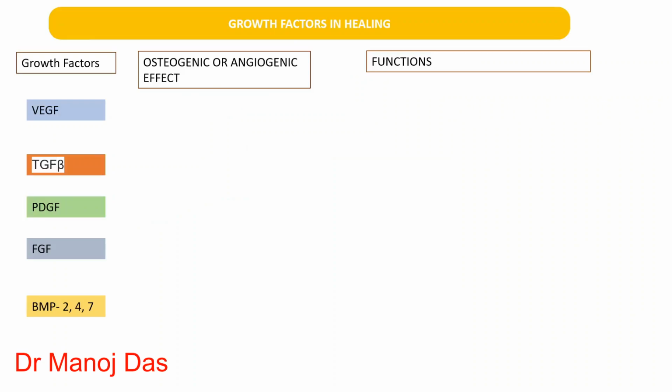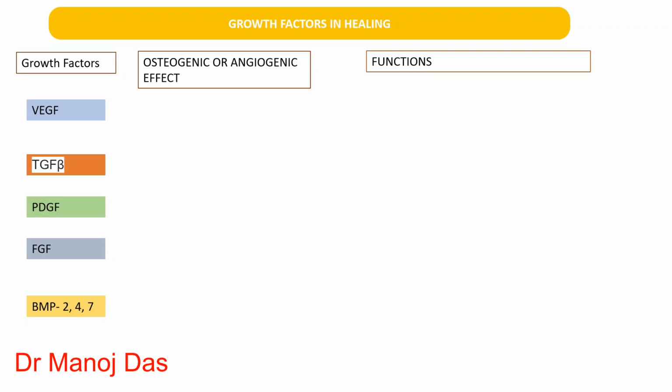Now what are the growth factors involved in fracture healing? There are many growth factors involved in fracture healing. Important ones are vascular endothelial growth factor, transforming growth factor beta, platelet derived growth factors, fibroblast growth factors and the bone morphogenetic proteins. They have an osteogenic or angiogenic effect, or both.